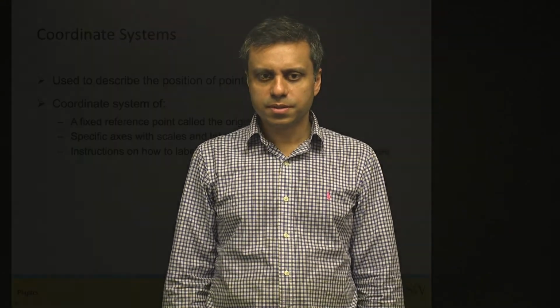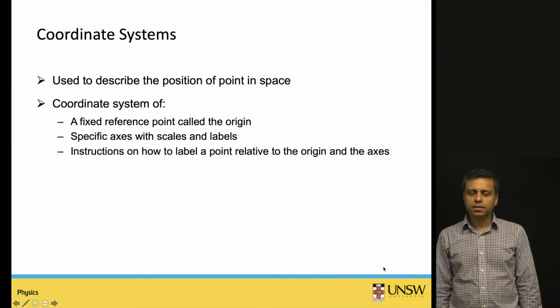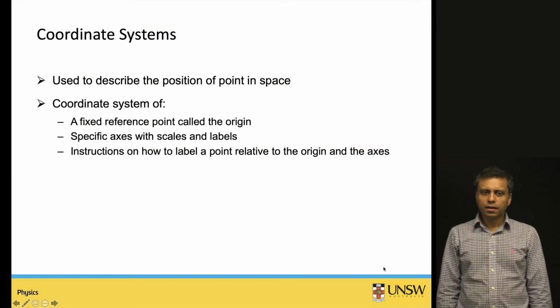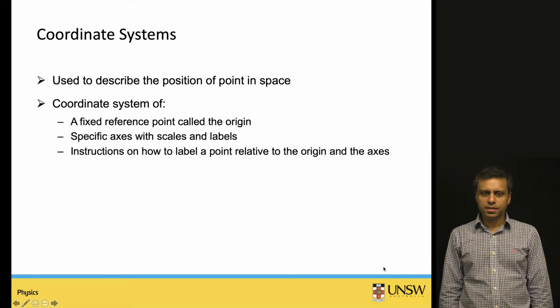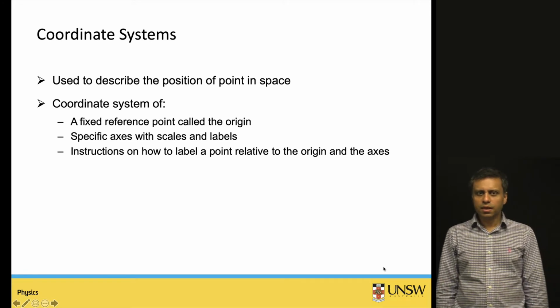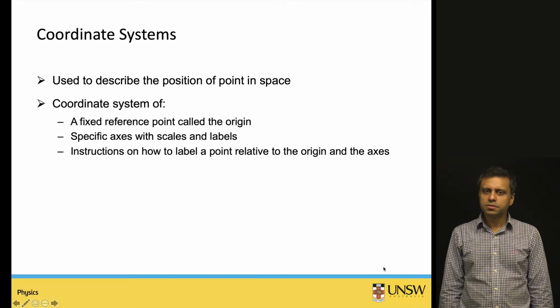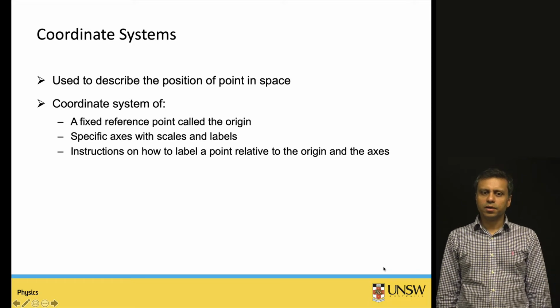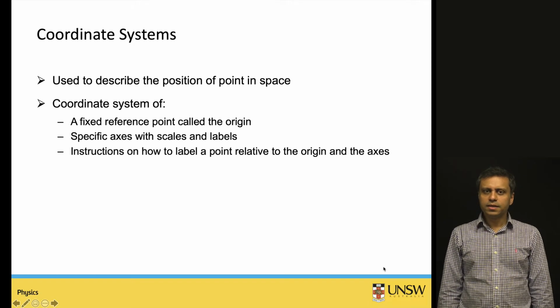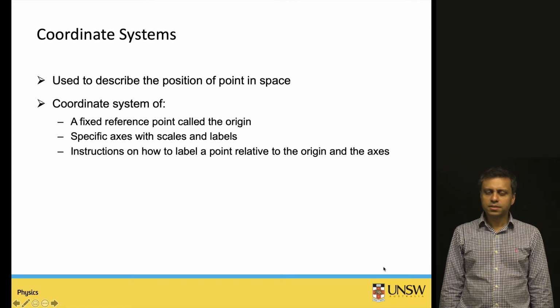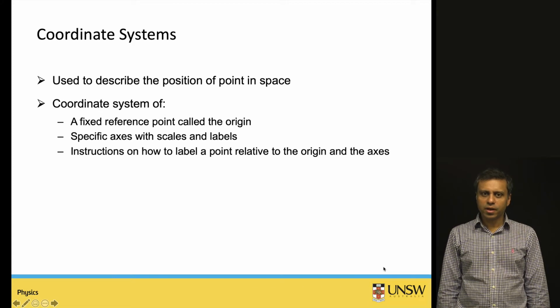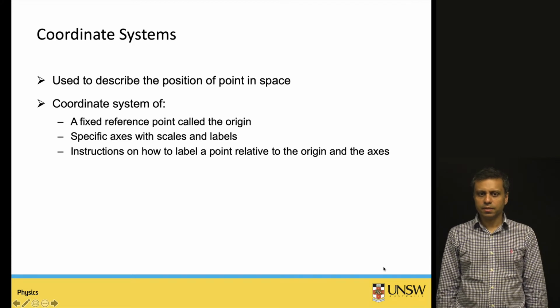Coordinate systems are very important to solve physics problems. Here we will look at two types of coordinate systems. A coordinate system is used to specify the position of a point in space, and a coordinate system needs to have a reference point called the origin, and then it needs to have a specific axis and labels. There has to be instructions on how to label a point in this system basically.